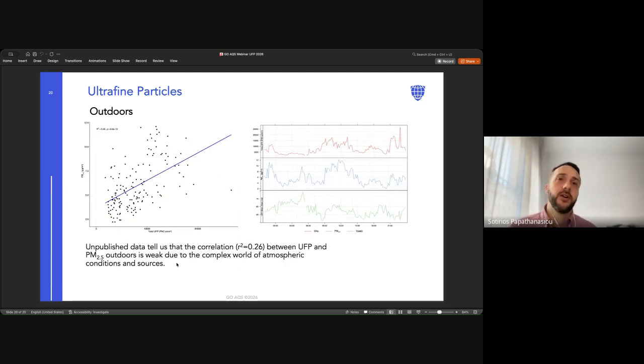Outdoors, though, we had a very weak correlation with PM2.5, and that's very normal because now we have the real complexity of atmospheric conditions and different sources and so on.